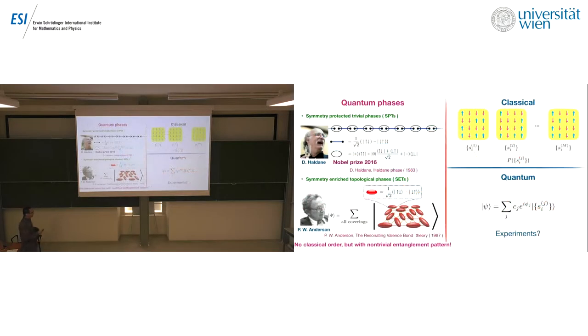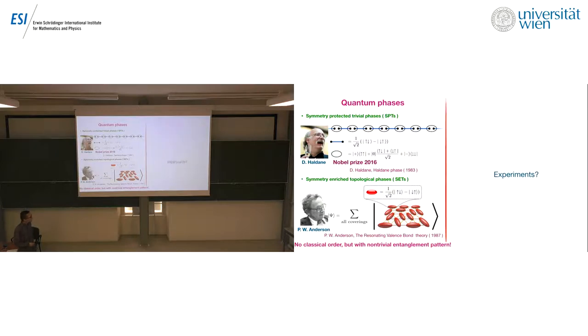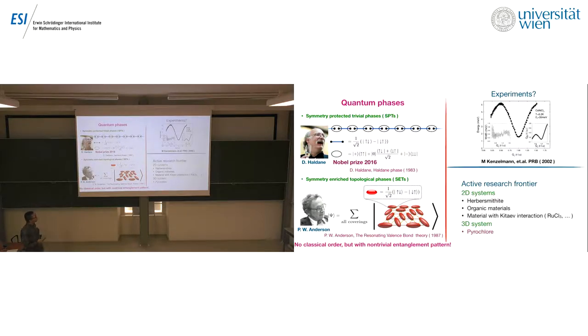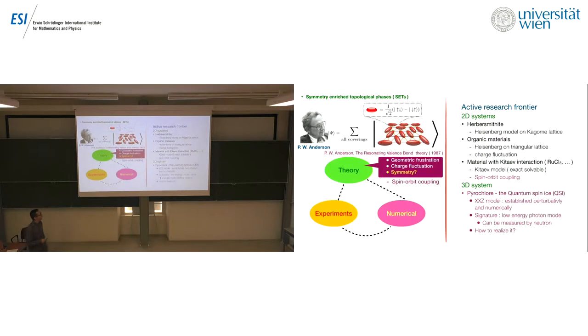Okay, so now back to the question. This notion is useful for thinking about this kind of many-body wave function, but the question is, how about experiments? It seems very challenging to realize a toric code model. In the 1D case, there are some achievements done previously. But for 2D and 3D, where the entanglement pattern can be more complicated, it's actually an active research frontier right now. Those systems include Herbertsmithite, which is a two-dimensional Kagome lattice, and also some organic materials like triangular organic materials, also frustrated.